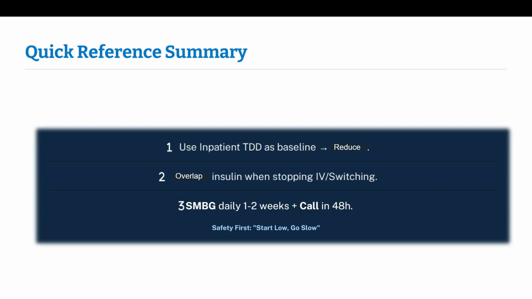This is the final quick reference summary. Use the inpatient total daily dose as baseline and reduce it as required during the discharge. Overlap insulin when stopping IV or switching. Always ensure to check blood glucose daily for 1 to 2 weeks and call in 48 hours if necessary. Safety first, always start low and go slow.